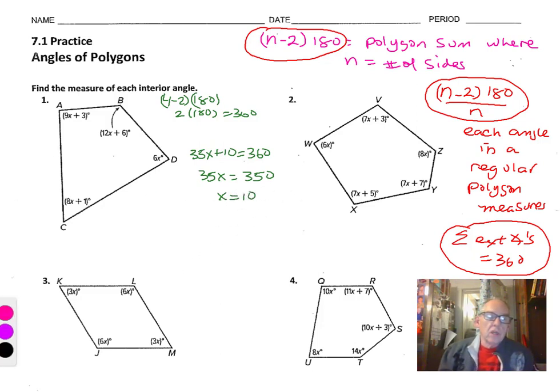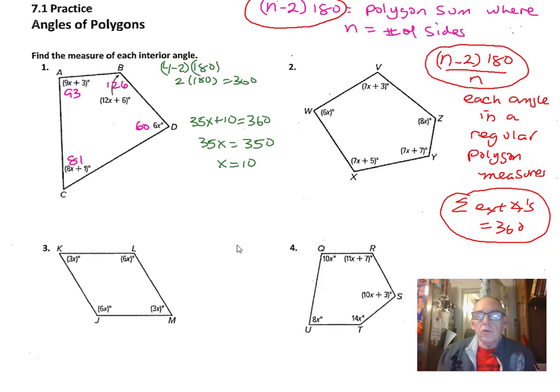Now if x equals 10, they want the measure of each angle. 9 times 10 plus 3 is 93. 12 times 10 is 120, plus 6 is 126. 6 times 10 is 60. And 8 times 10 plus 1 is 81. And all together, these add to 360 degrees.